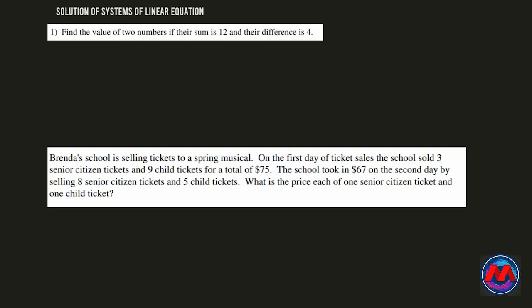Here's the next topic, systems of linear equations. Okay, so find the value of two numbers if their sum is 12 and their difference is 4. Ibig sabihin, two numbers, let's say that the two numbers are x and y. So, the sum of the two numbers is x plus y is equal to 12 daw. And their difference is 4. So, when you subtract x minus y, yung difference daw naman is 4. So, what are the two numbers?